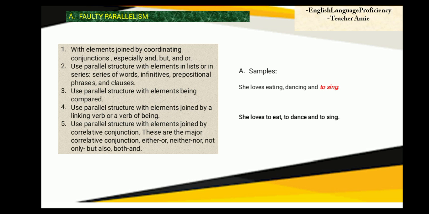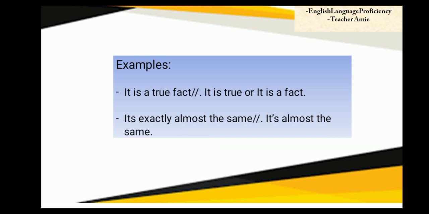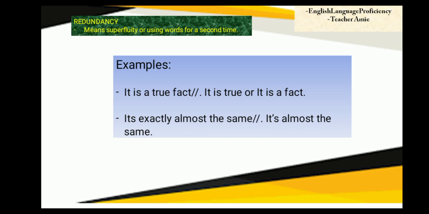Loves, eating, and dancing. Those are all verbs ending in ing. Tapos biglang to sing. It's infinitive. To plus verb na siya. So, they are no longer having parallel structure. So, paano natin siya i-correct? Pwede siyang i-correct by way of saying, she loves eating, dancing, and singing. So, pare-pareho na siya. They are already parallel. Next, pwede mo rin siyang gawing purely infinitive. She loves to eat, to dance, and to sing. Okay, next one. Okay, these are another examples. We just study them.